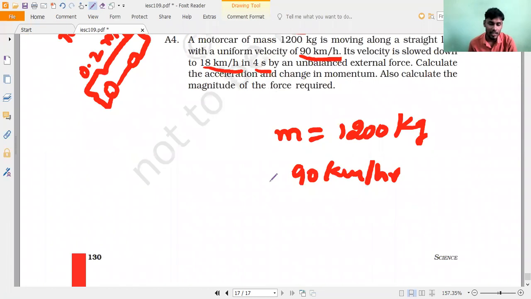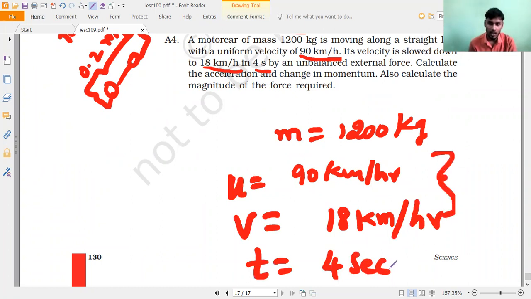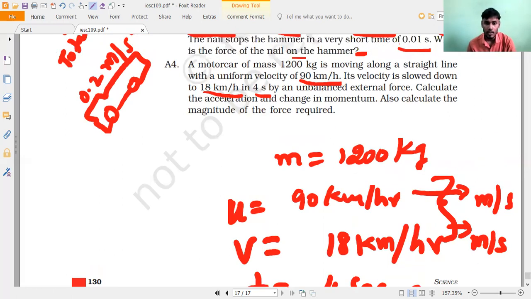Means what is the initial velocity? 90. And the final velocity? 18 kilometer per hour. What is the time period? Just 4 seconds. This is in kilometer per hour and this is in seconds, so what we have to do? These two we have to convert into meter per second. Will you be able to do it or not? Yes, sir.